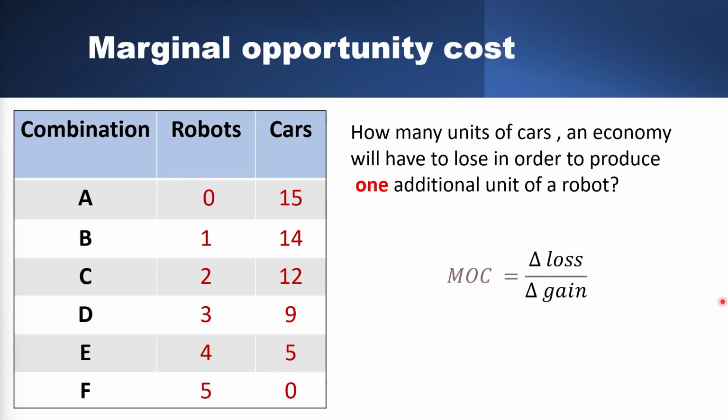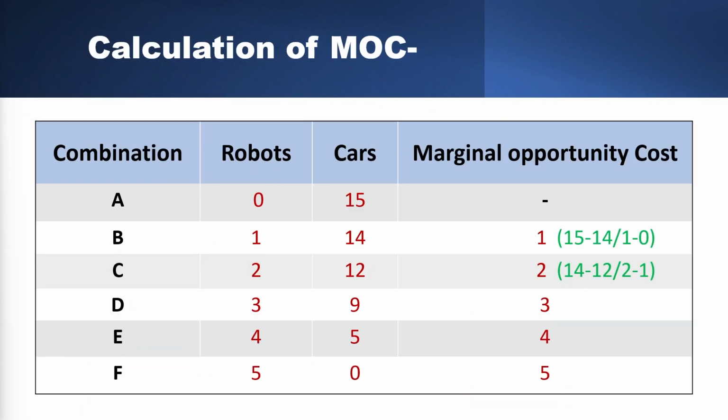One way to calculate MOC is this formula. By taking the change in loss of a commodity divided by the change in gain of another commodity, in our case we are losing cars and we are gaining robots, we can calculate for each new unit of robot what the opportunity cost is.